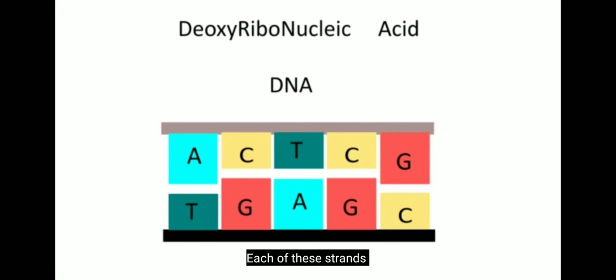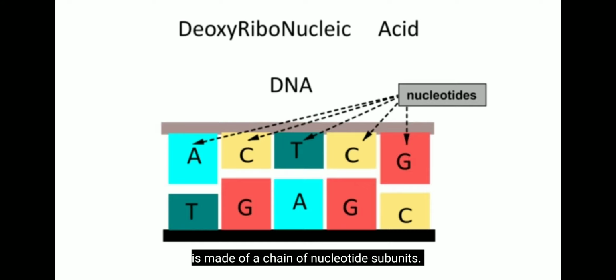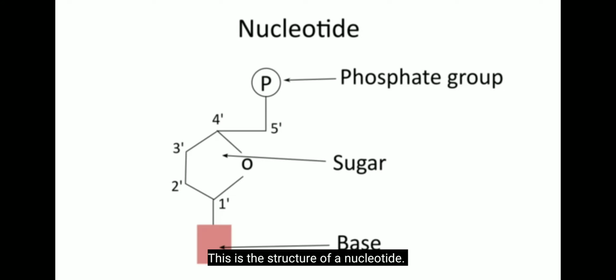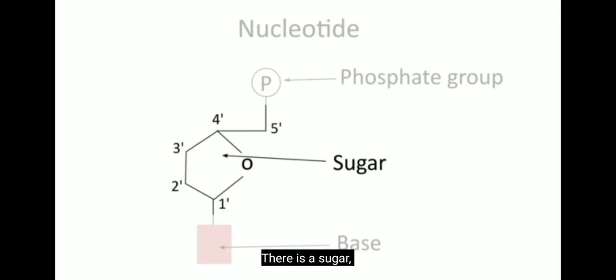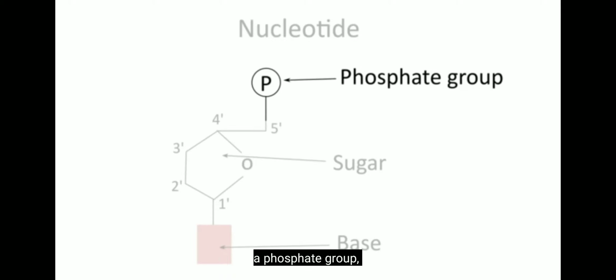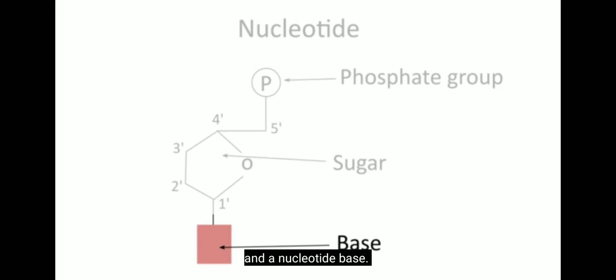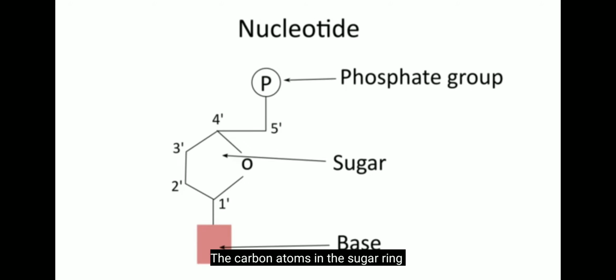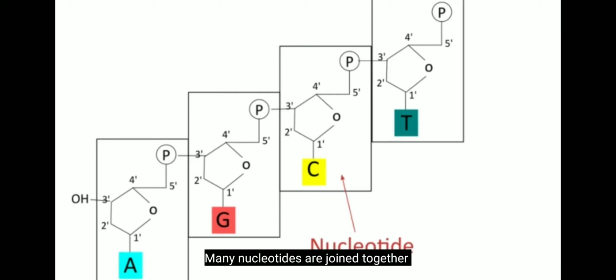Each of these strands is made of a chain of nucleotide subunits. This is the structure of a nucleotide. There is a sugar, a phosphate group, and a nucleotide base. The carbon atoms in the sugar ring are numbered from 1' to 5'. Many nucleotides are joined together to form a DNA strand.